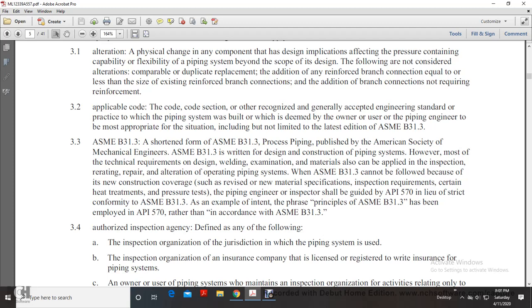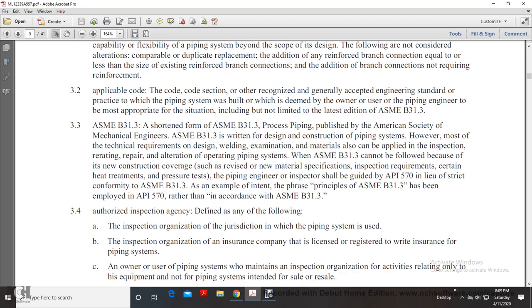With ASME B31.3, an example of the intent phrase is that the principles of ASME B31.3 have been employed with American Petroleum Institute 570, rather than in accordance with the American Society of Mechanical Engineers B31.3.